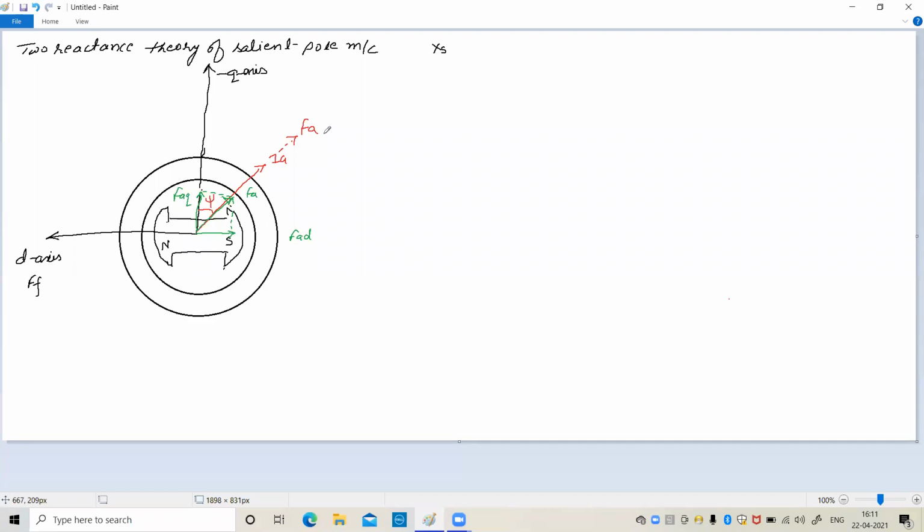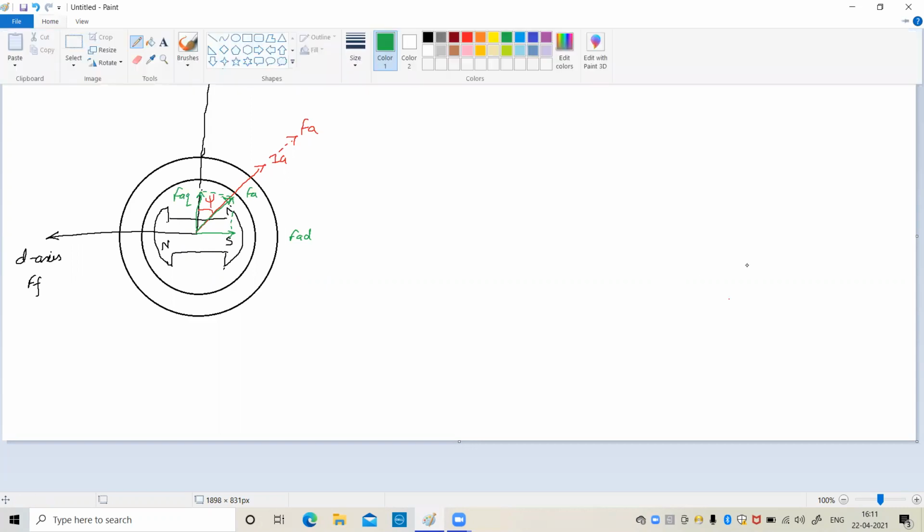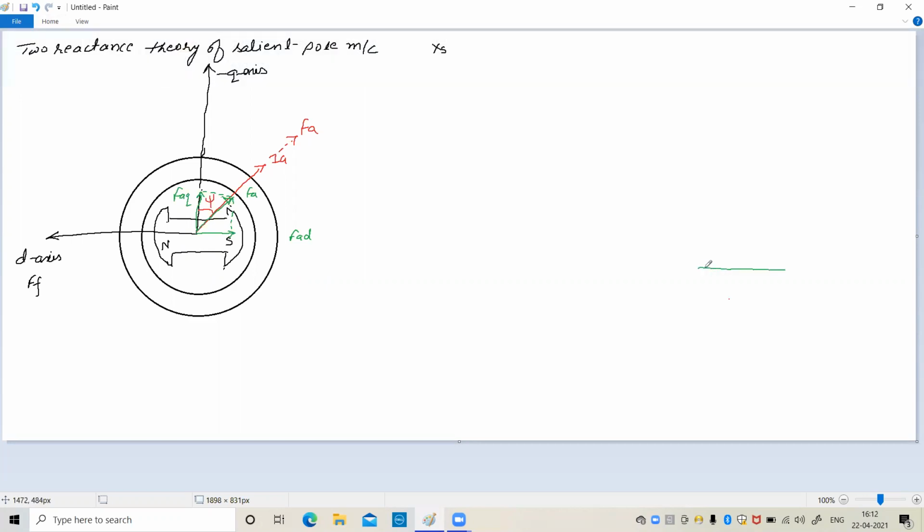It is in the same direction. So because of these two reactances, whenever there are MMFs, they will produce some EMF which is lagging by 90 degrees. So just we will consider one example which we have taken for the cylindrical rotor machine. In case of the cylindrical rotor machine, suppose this is the field MMF FF, it will produce an EMF which is lagging by 90 degrees. It is called EF.